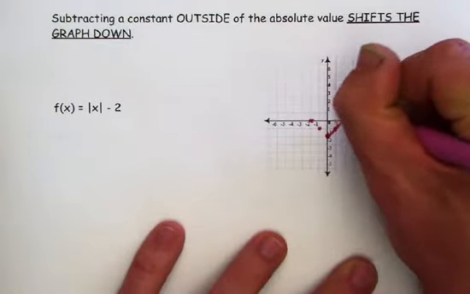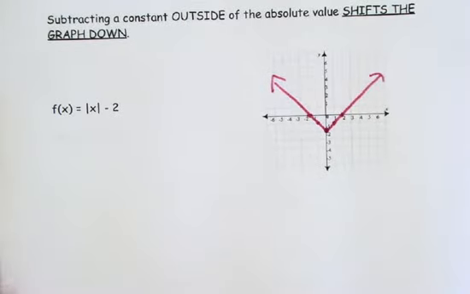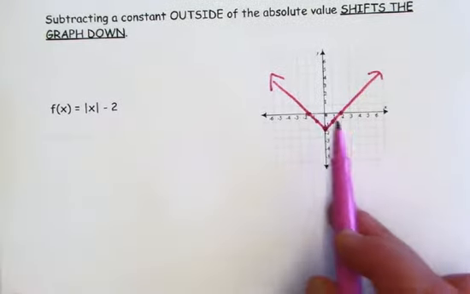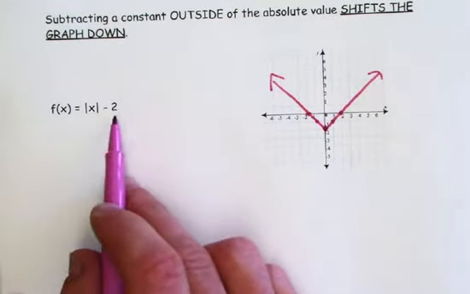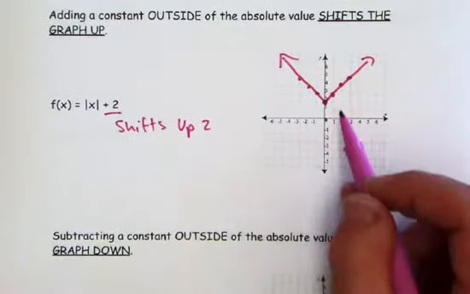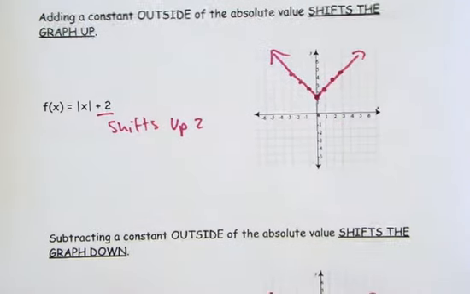And I'm not going to draw all the points, so I think you get the picture. But now we've shifted it down 2, right? Makes sense. Put 0 into here, we have 0, absolute value 0, 0, minus 2, negative 2. Put 1 in, we have 1, minus 2, negative 1. Here, we had 0, put 0 in, 0 plus 2, 2. 1 plus 2 is 3.